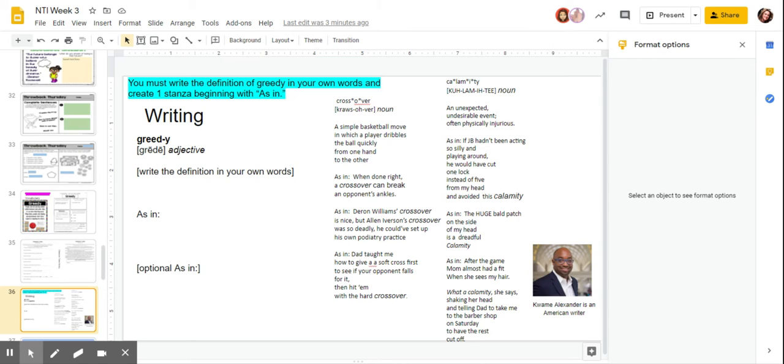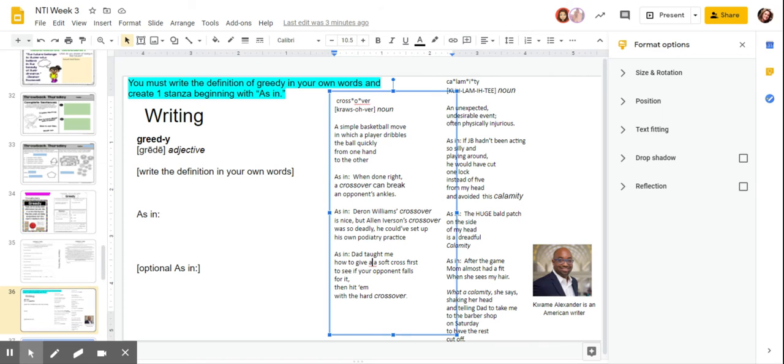So all of his as-ins are just little stories that use the word crossover and give you a better understanding of what the word means.